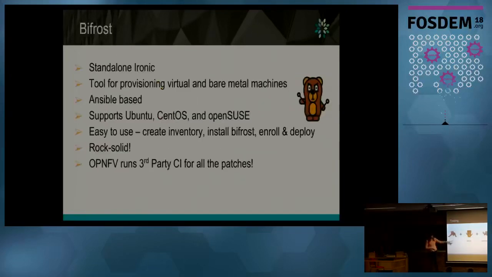And then we are using Bifrost, which is used for hardware provisioning. So if you have a set of bare metal servers or VMs, we are going to use Bifrost. Bifrost is just a set of Ansible playbooks to deploy a standalone Ironic. Ironic is a component of OpenStack that is in charge of provisioning virtual machines or, especially, bare metal servers. It is written in Ansible, and it supports 3 major distros: Ubuntu, CentOS, and OpenSUSE.